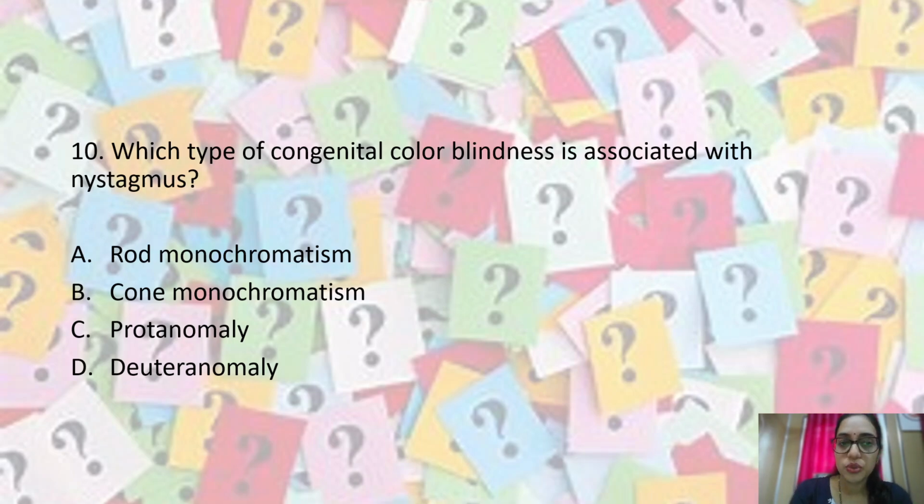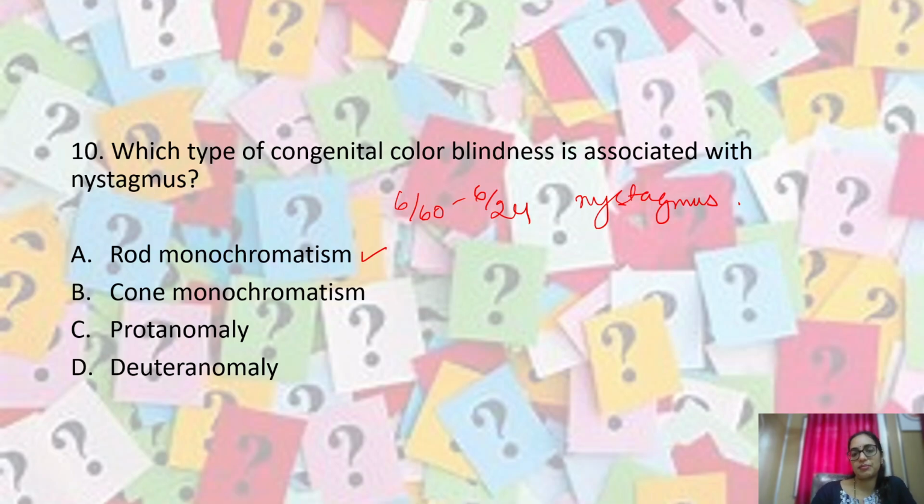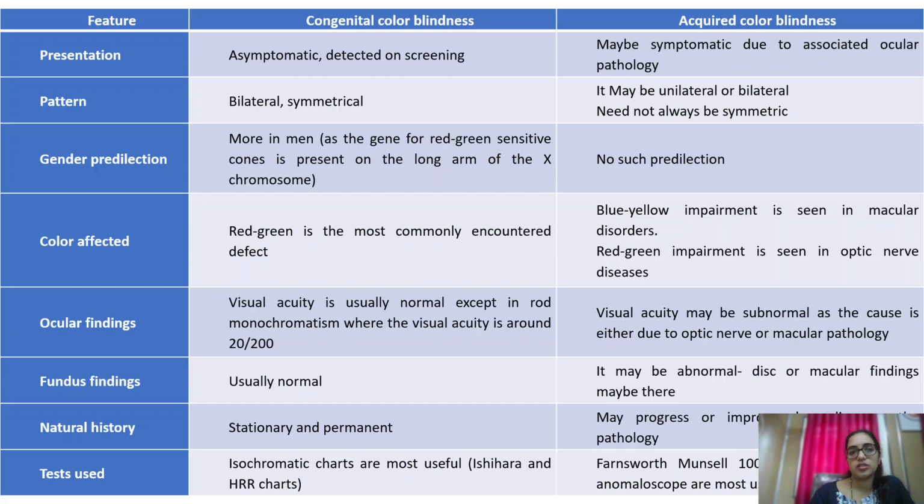But there are a few very rare types of color blindness that are associated with poor cone function. This is known as rod monochromatism, in which the cones are totally absent and the person cannot perceive colors at all. They have low vision, around 6/60 to 6/24, and they have nystagmus. So rod monochromatism is a type of color blindness which has low vision. Now let us understand the differences between congenital color blindness and acquired color blindness.